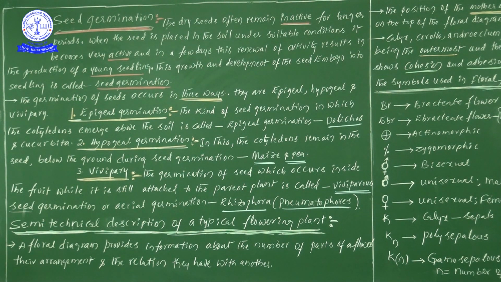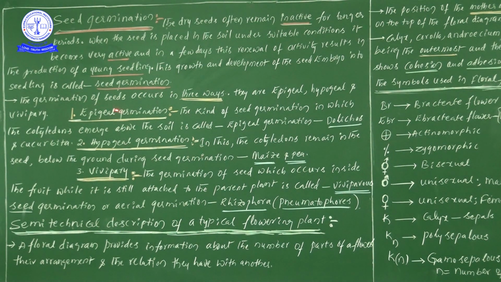This particular growth and development of the seed embryo into the seedling we will be considering as seed germination. Seed germination, we all know very well. In normal conditions, seeds will be in an inactive state, but when we create suitable conditions for the seeds, automatically the seed will be activated. Thereby young seedlings are formed. That kind of phenomenon we will be calling seed germination.